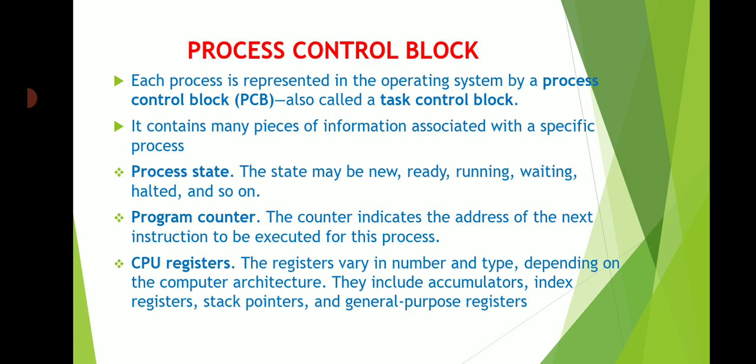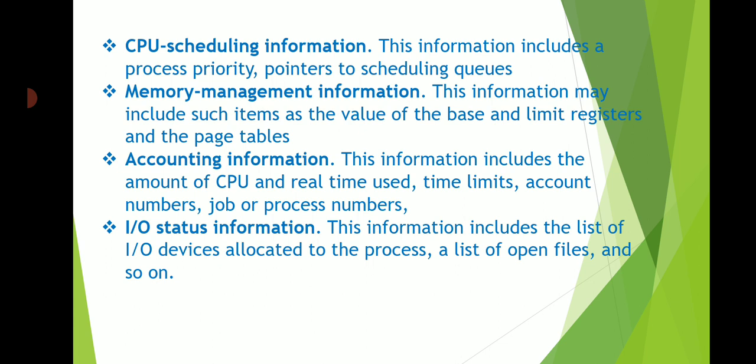So what are the items to be included in the process control block? Much of the information associated with a specific process: process state, program counter, CPU registers, CPU scheduling information, memory management information, accounting information, and IO status information.